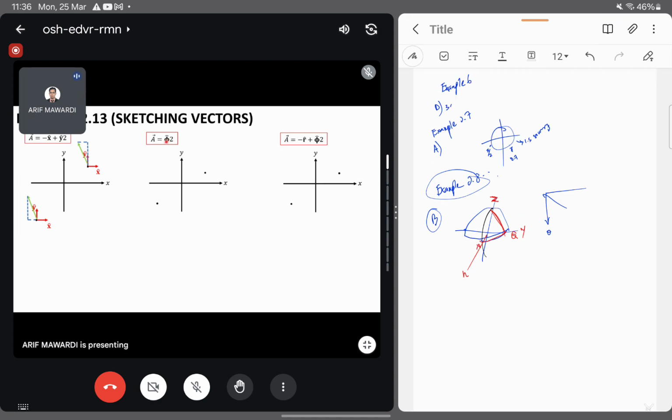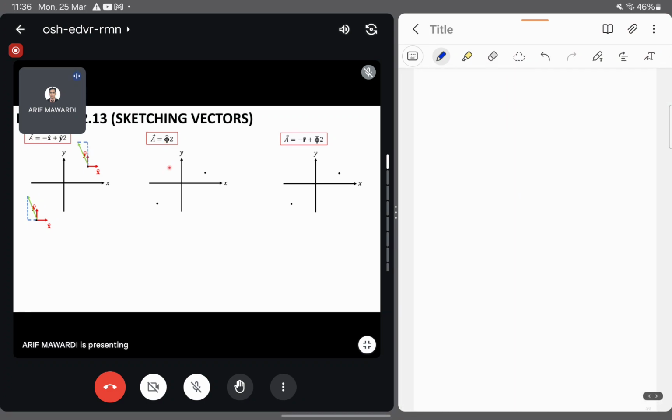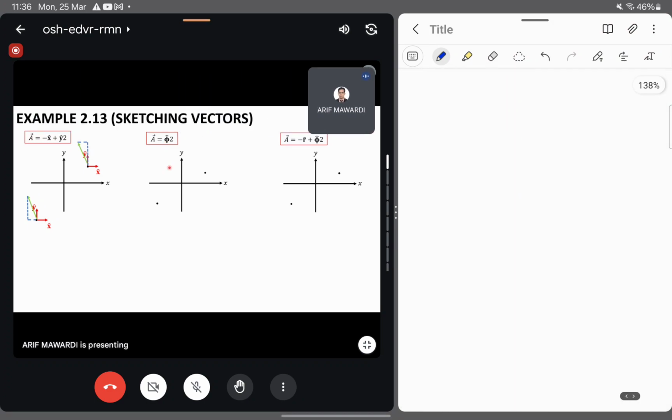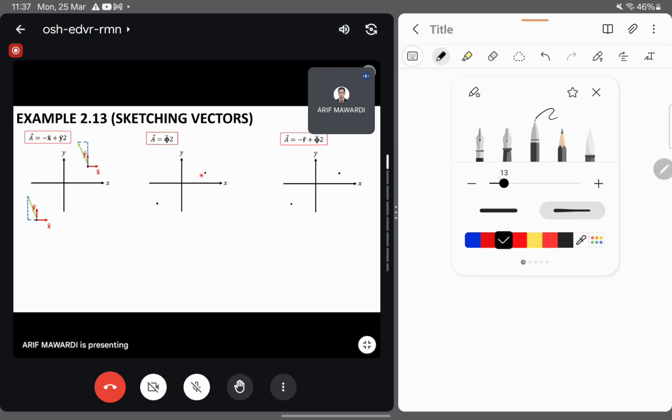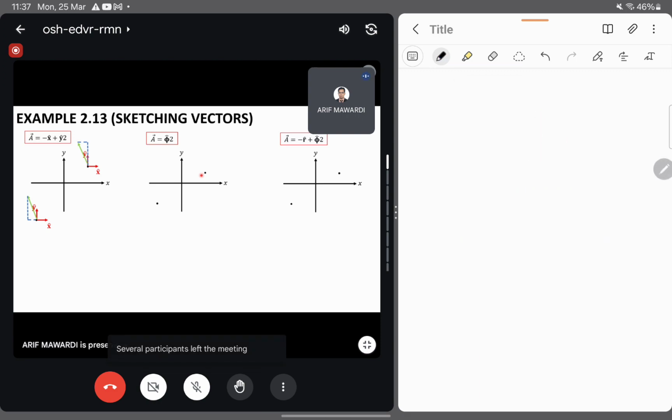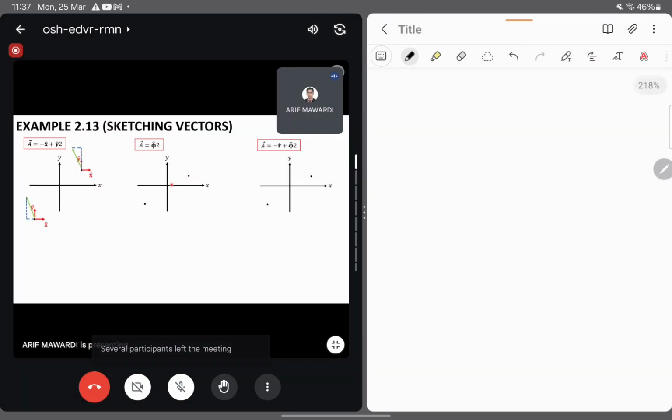We have a unit vector in the cylindrical coordinate system here. Therefore, the first step is to draw the unit vectors. For example, at this point I want to sketch the vector A. In the cylindrical coordinate system we have r, phi, and z. r should be in the direction of increasing r, so at this point the direction of r is like this.